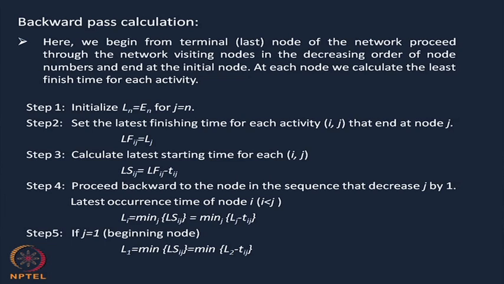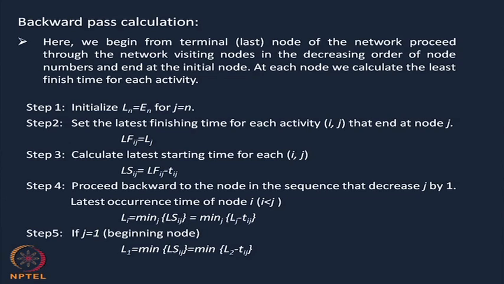In step 1, as I told, initialize L n equals E n for j equals n. Through the forward pass calculations you already know what E n is. Step 2, set the finishing time for the activity i j at the end node j as L F j equals L j. Step 3, calculate the latest starting time as L S i j equals L F i j minus t i j. Note one thing: for the forward pass we were calculating E F i j plus t i j. Here we have to use the minus because we are going to the backward side.